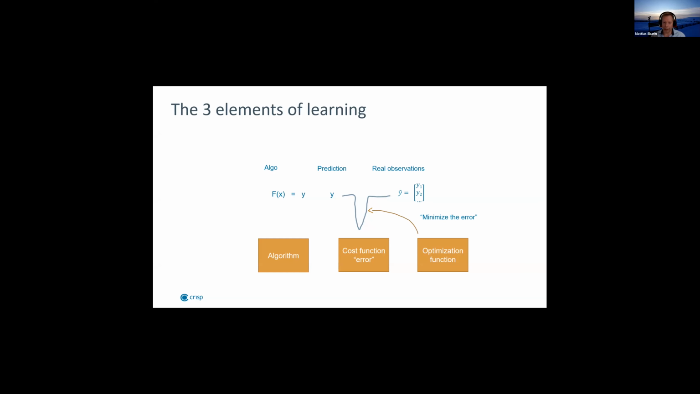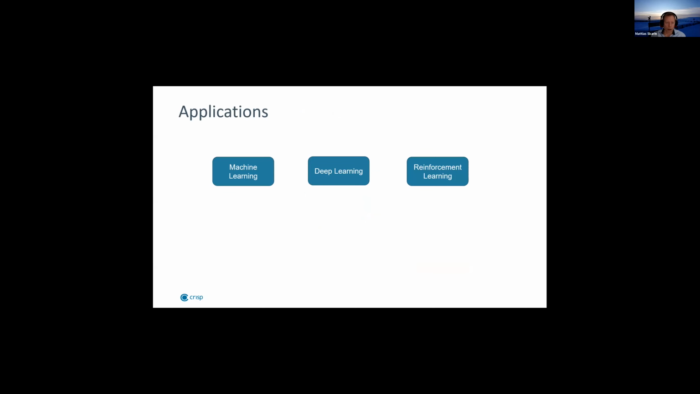Now, the interesting thing is the math in the algorithms is normally very, very simple. It's not very advanced stuff. The interesting aspect is that with a very good optimization function, you can get pretty good predictions, even though the math in the algorithm is actually pretty straightforward. If you look a little bit at the types of frameworks and techniques underneath, you'll find three areas: machine learning, deep learning, and reinforcement learning.